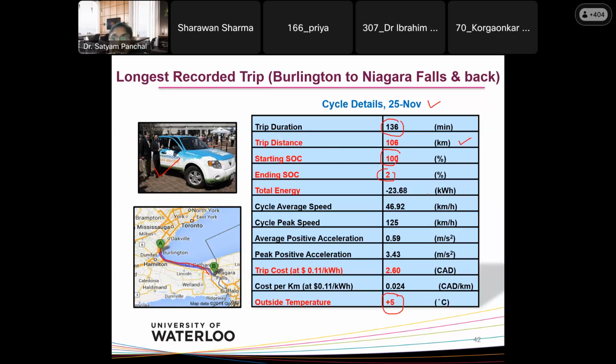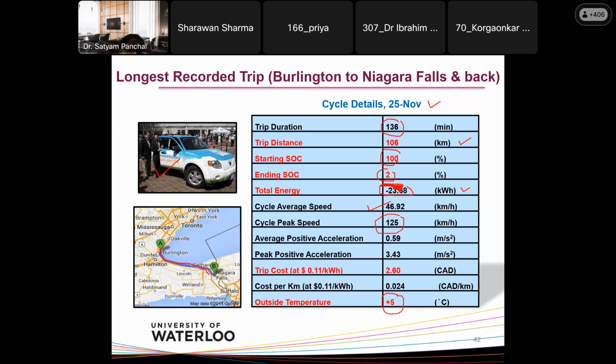As I said earlier, total capacity, sorry, kilowatt hour, is 25 kilowatt hour. So total energy consumption was 25 kilowatt hour. Average speed was 46 kilometer per hour. I drove this vehicle, a little scared at that time, with a maximum speed of 125 kilometer per hour. Positive acceleration average is 0.59 meter per second square, and peak is 3.43.